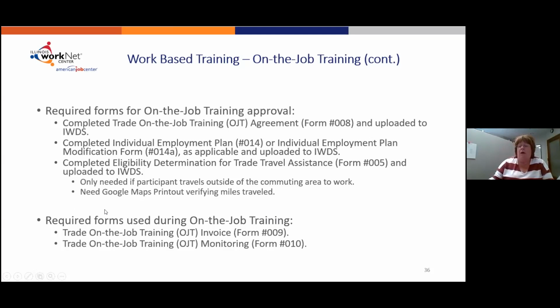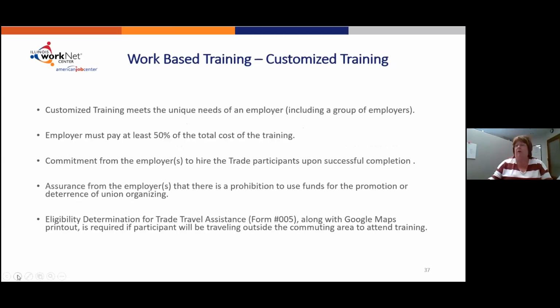And other forms that are required during the on-the-job training would be the on-the-job training invoice, Form 9, and the on-the-job training monitoring form, which is Form 10, throughout the program.